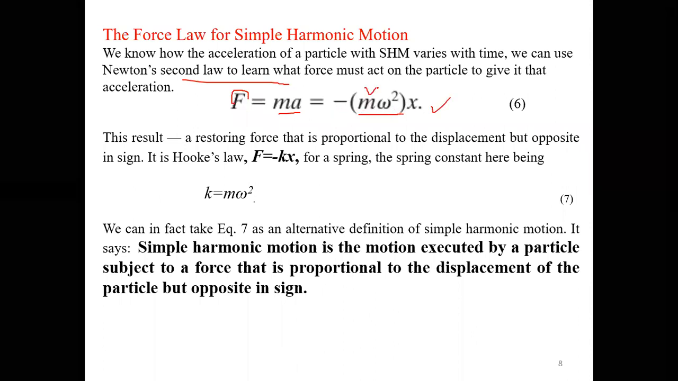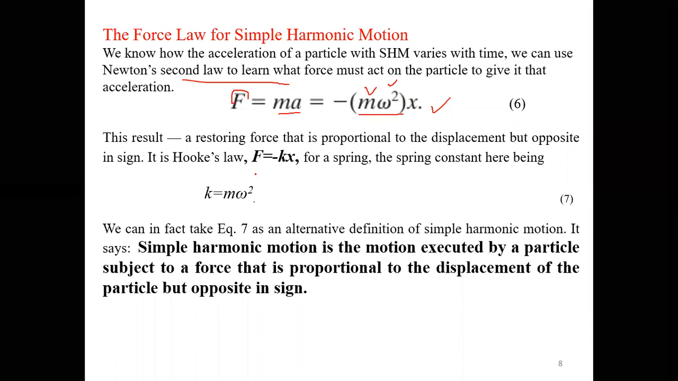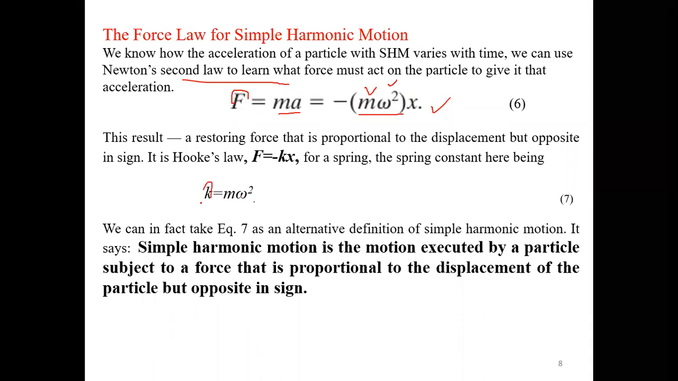You see, m and omega are constants for a particle executing simple harmonic motion. So we can write m omega square as k, where k is called the force constant or restoring force constant. So F will be minus kx. And for a spring, k is nothing but the spring constant.